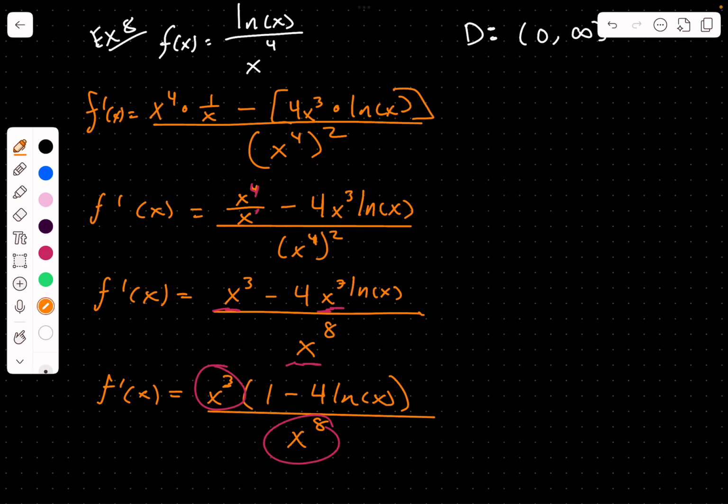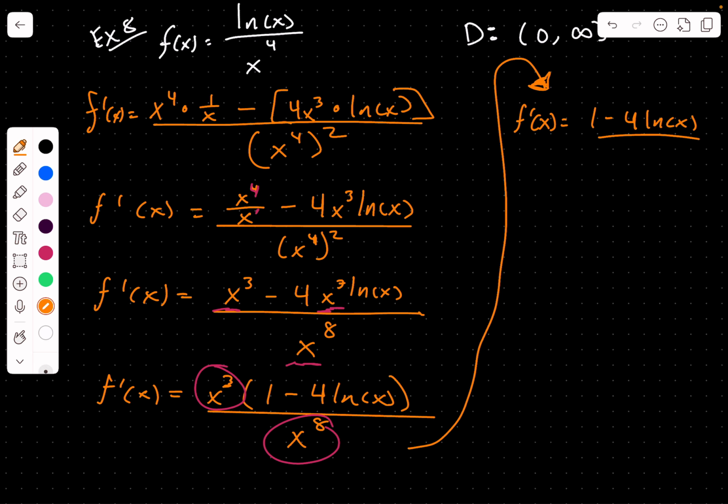I'm running out of space, so I'm going to start writing over here. So when we simplify it, the x to the 3rd gets eliminated from the top. We're only left with 1 minus 4 ln of x over, and then what is 8 minus 3? It's x to the 5th. That's how many we took away from the bottom and the top. We took away x to the 3rd, so we took away 3. So now we're left with f prime of x equals 1 minus 4 ln of x over x to the 5th power. And that's really all we can do.